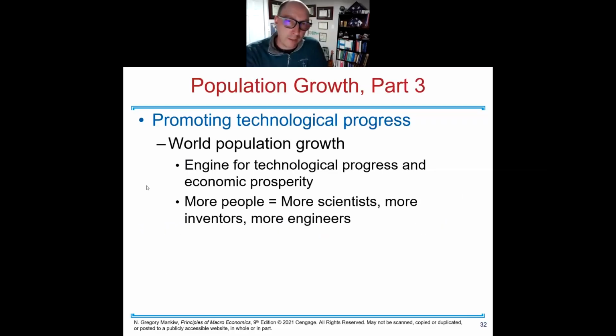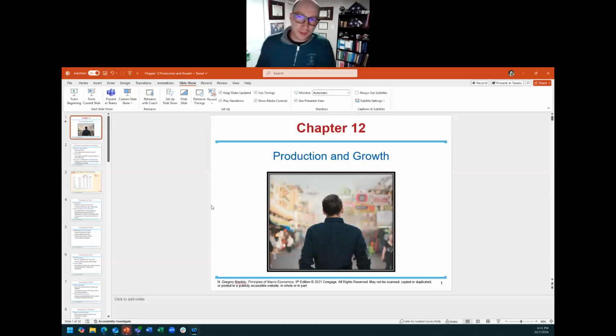And to go along with that, population growth also leads to additional technological progress and improvement. We have more scientists, more inventors, more engineers, and more innovation ultimately. And all these things are great for the stability and growth of our economy. So that concludes our discussion on production and growth. Are there any questions about production and growth?